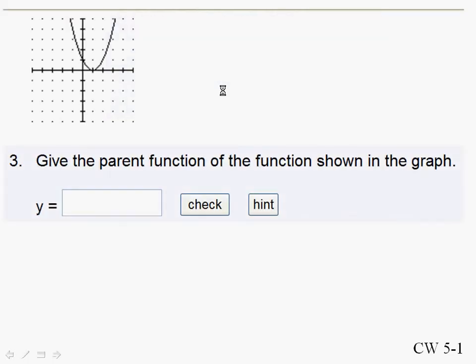For number 3, it's asking for the parent function of the graph. We have a parabola here that opens upward. So this one is going to be quadratic, so we have x squared as our parent function.